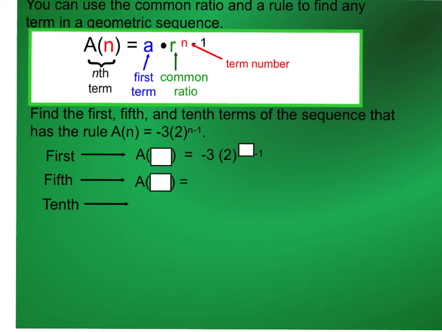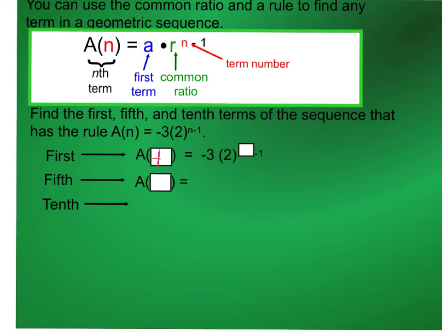So it says find the first, fifth, and 10th term for the sequence that has this rule. So here's our rule. Negative 3, and they're going to multiply it by 2 each time. Here's what we have. Our first term is negative 3 because the first term is written right after the equal sign. So negative 3 is our first term.